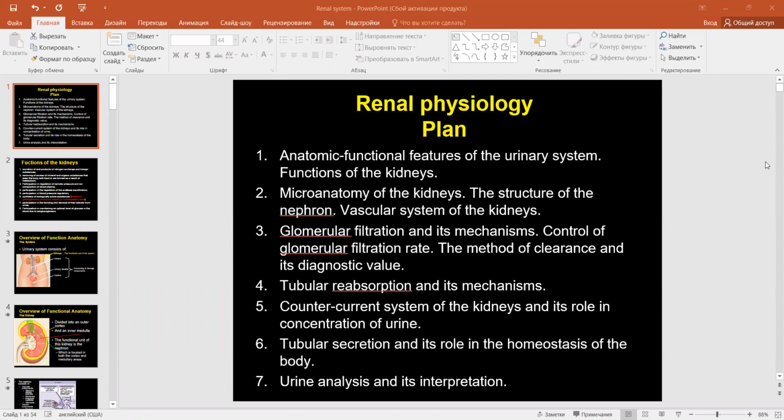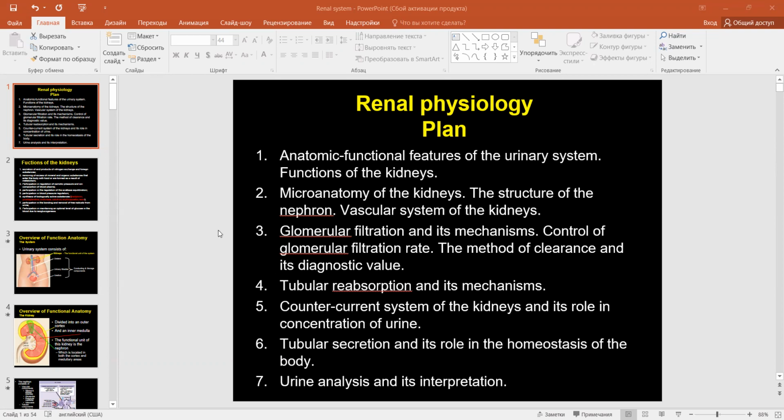Good afternoon, students. Today we will have a lecture in renal physiology, and we will be discussing such subtopics today. First, anatomic functional features of the urinary system, functions of the kidneys, microanatomy of the kidneys, the structure of the nephron, vascular system of the kidneys, glomerular filtration and its mechanisms, control of glomerular filtration rate, the method of clearance and its diagnostic value, tubular reabsorption and its mechanisms, countercurrent system of the kidneys and its role in the concentration of urine, tubular secretion and its role in the homeostasis of the body, and urine analysis and its interpretation.